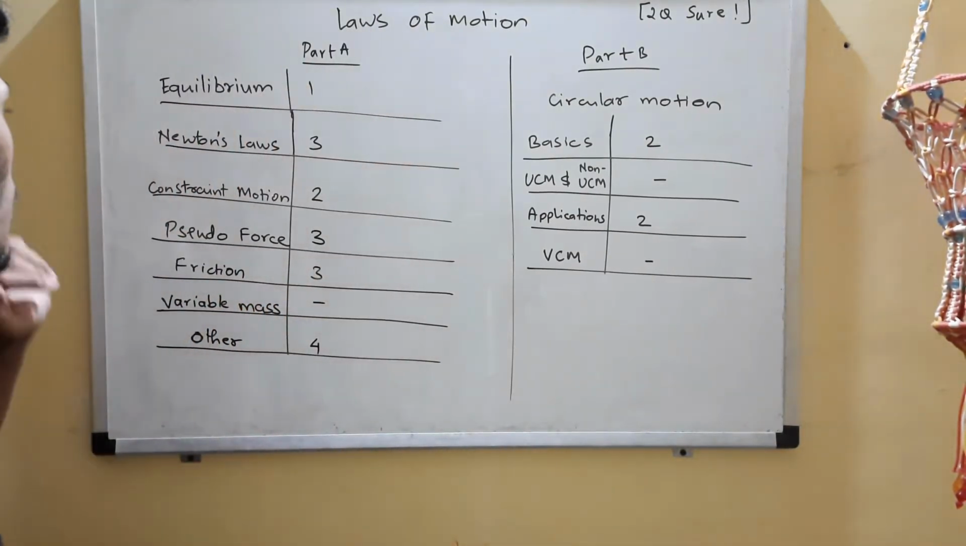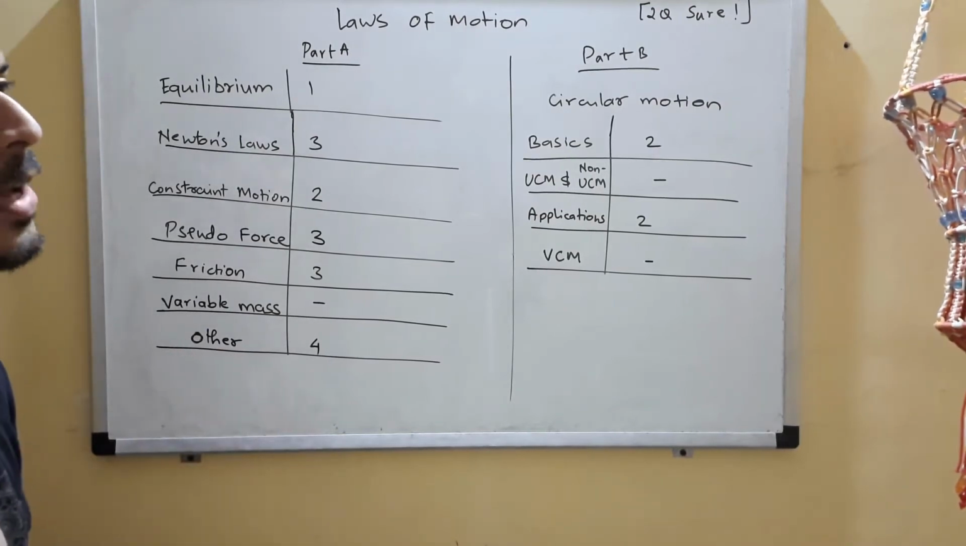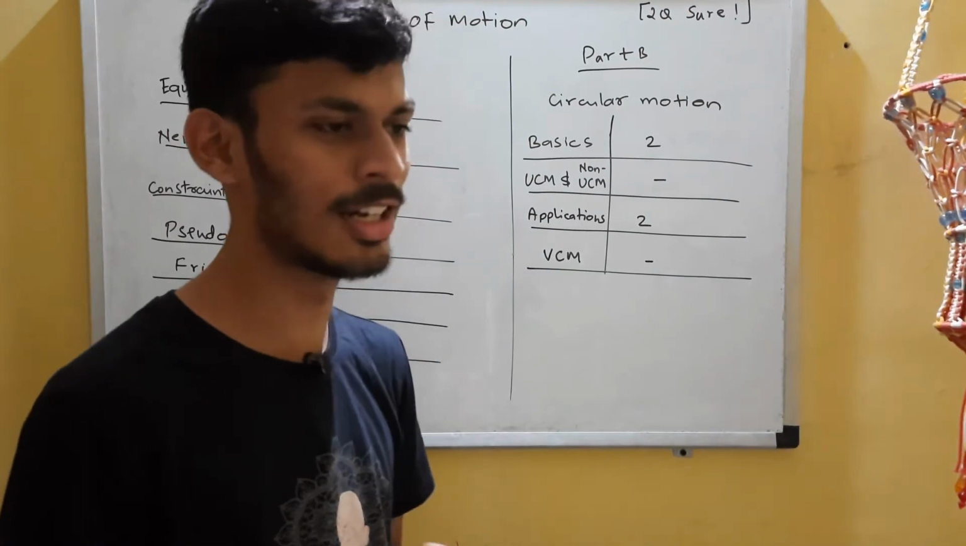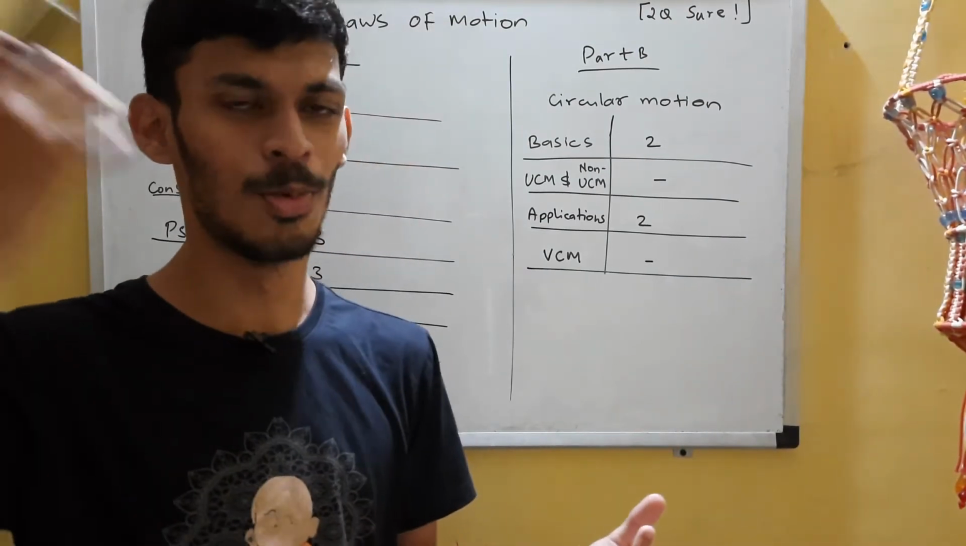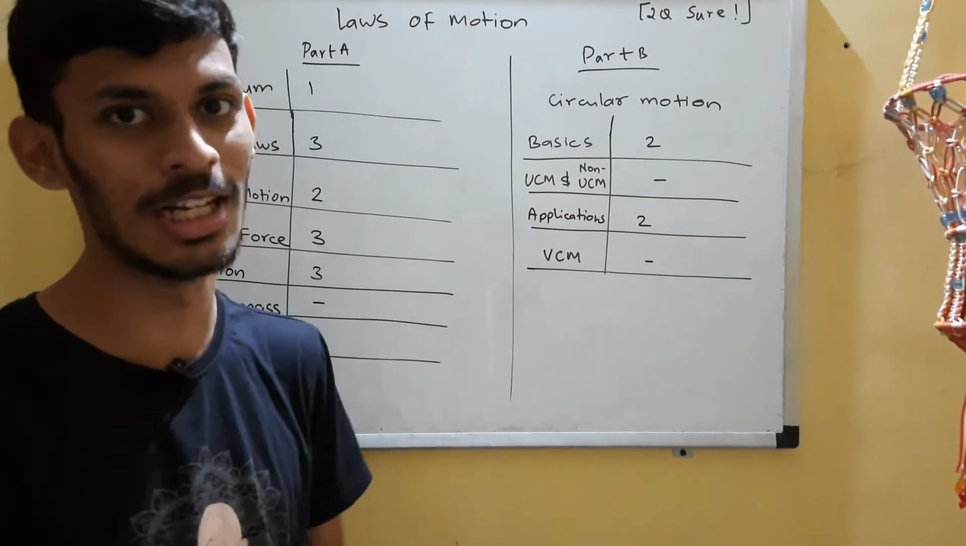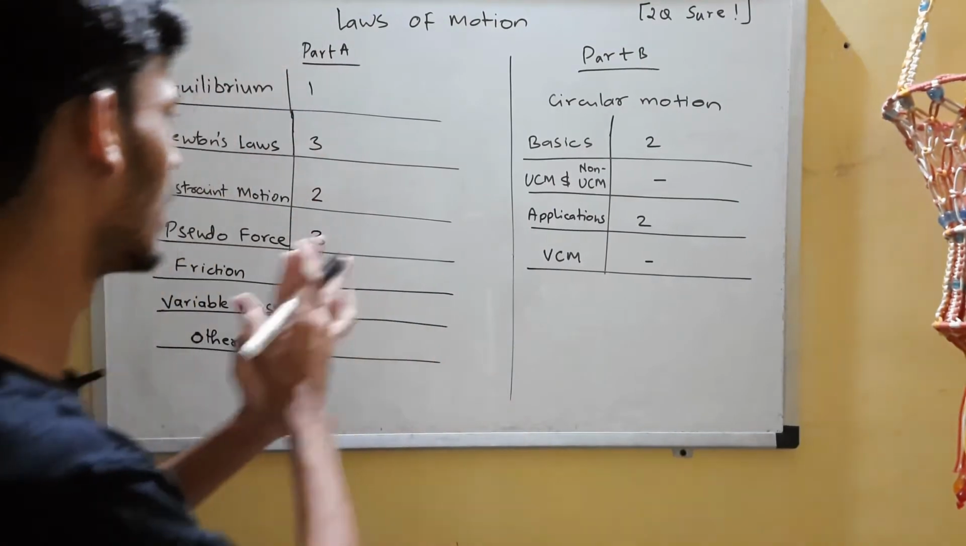Now the third topic is constraint motion. Again a very important topic, and this has to do with your pulleys. Pulleys and other constraint motion, wherein the motion of one object depends on the other. That is what constraint motion is. We are going to practice questions, so don't worry, we'll get to the questions.